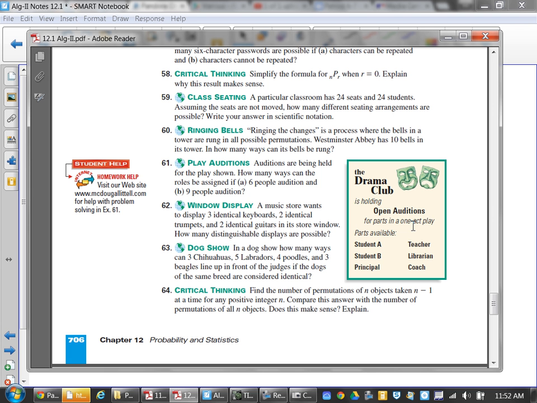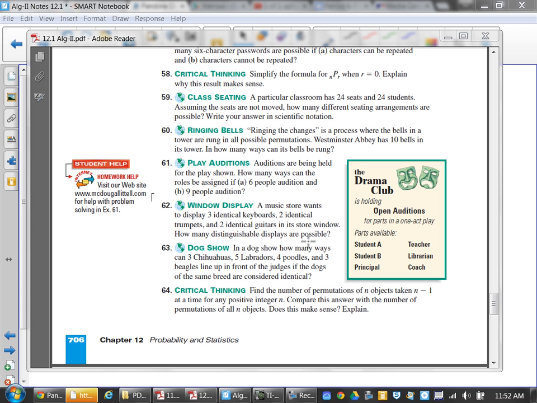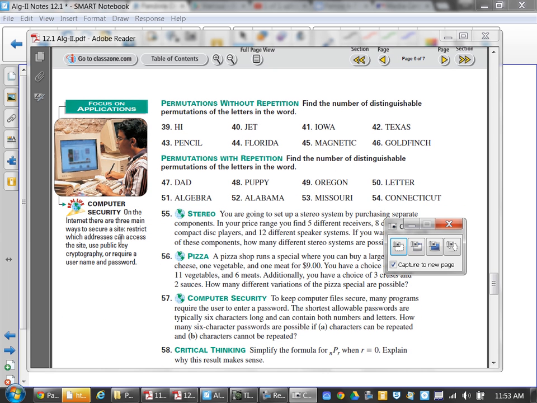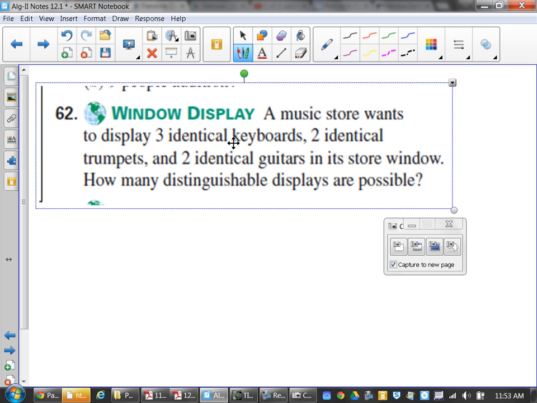The music store wants to display 3 identical keyboards, 2 identical trumpets, and 2 identical guitars in the window. How many distinguishable displays are possible? That's confusing. Think about the word distinguishable. It should have been a dead giveaway versus the problems at the top of the page, because up here they talked about distinguishable permutations. Go back and reread sometime.